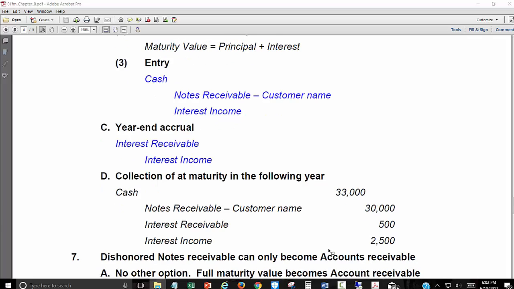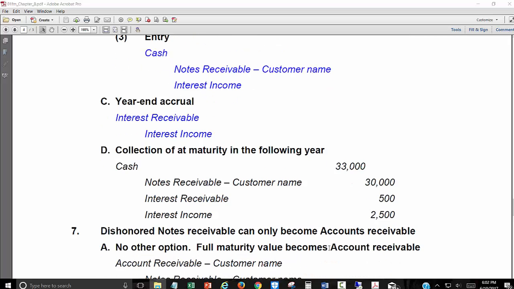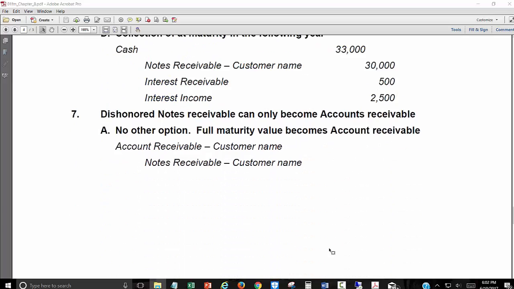If you have a dishonored note receivable where the customer doesn't pay the note receivable when it's due, the only thing you can do with that is hope that they will and take them to court or do whatever else is necessary to try to do the collection. But account-wise, the note receivable is no longer a valid note receivable because it's exceeded its maturity date. So you will turn it back into an account receivable. Debit accounts receivable, credit the note receivable.